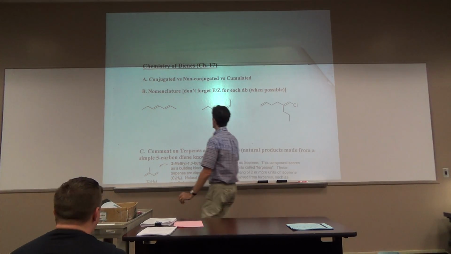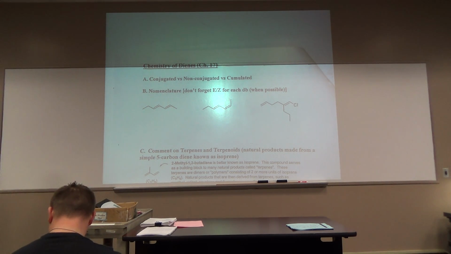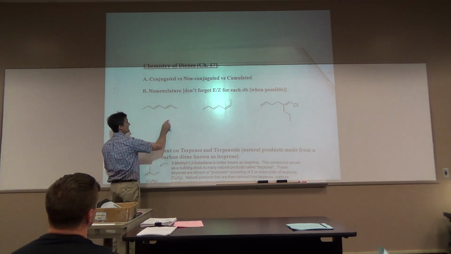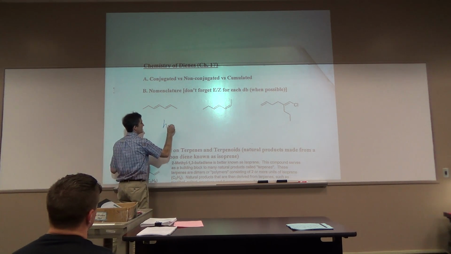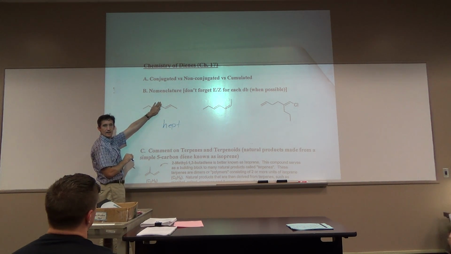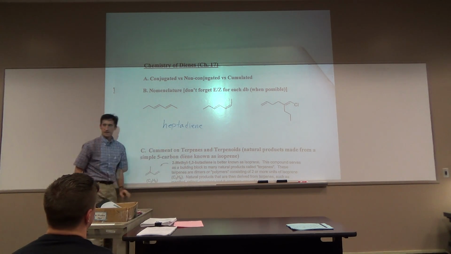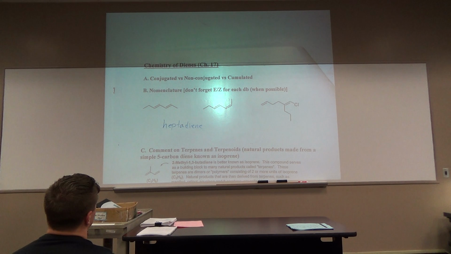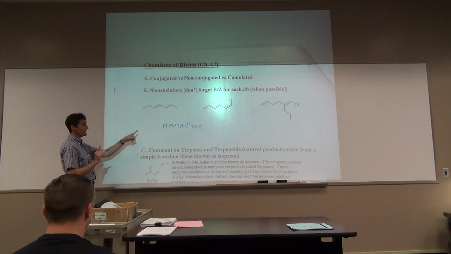Nomenclature, let's do it here. Just twice the fun. Don't forget your EZ. Name this compound, longest continuous chain. 7. HEP, right? HEP. If it was 1-ene, it'd be heptene. It's called a heptadiene. You do that on the end. What if there were 3 double bonds in the hept? Heptatriene. Make sense? Okay. That's heptadiene. But if that's heptadiene, what's the next one?